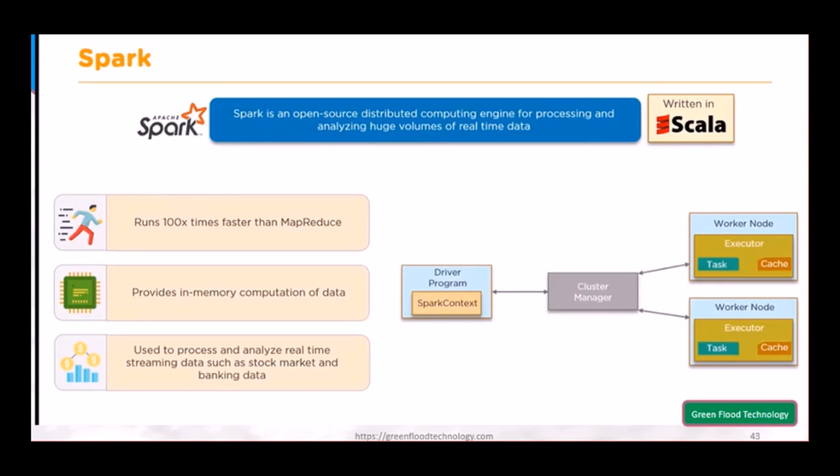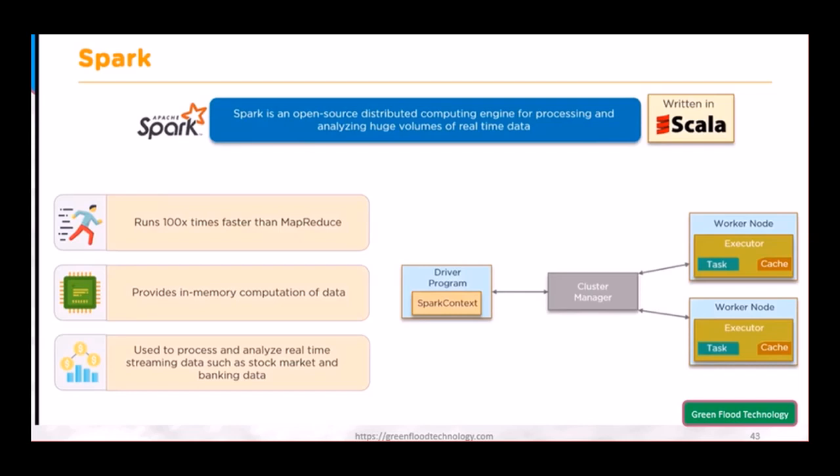Spark is written in Scala and was originally developed at the University of California, Berkeley. Spark contains cluster managers and worker node tasks, and Spark can also cache and has its own memory. So this is Spark.